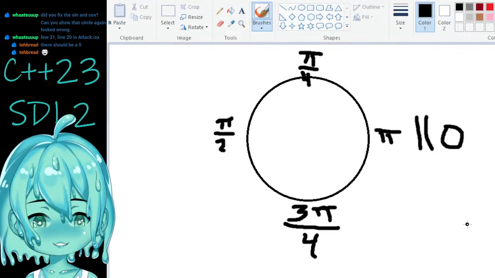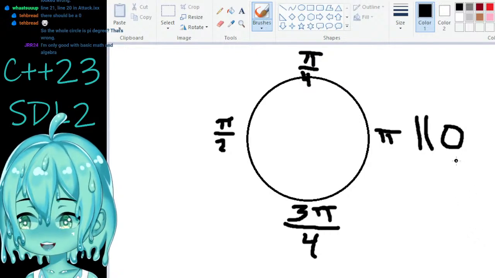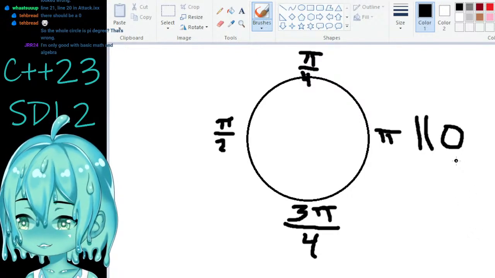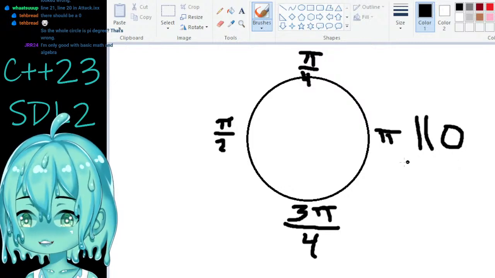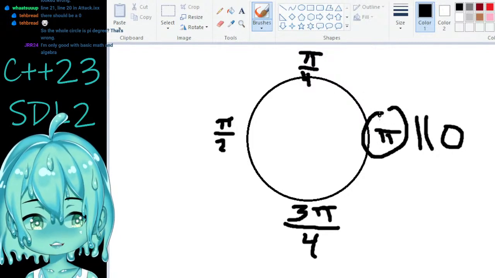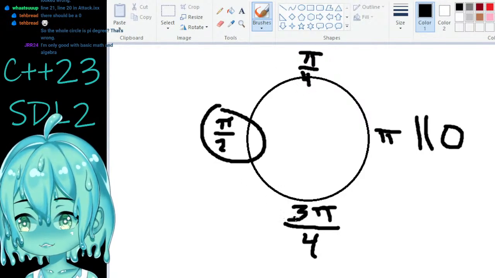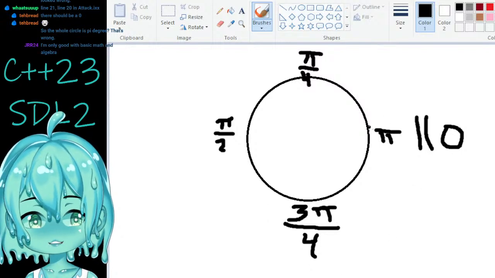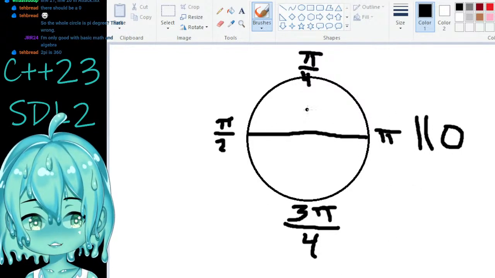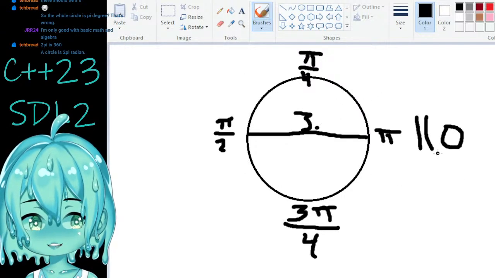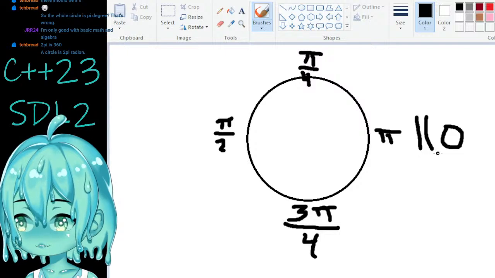Chat, listen, I had a crash course on trigonometry today. I'm proud of what I learned. So the whole circle is pi degree. That's wrong. No, this is radians. So pi is 360 degrees. This is 360 divided by 4. This is 360 divided by 2. This is 3/4 of 360. That's what that's saying. Pi is just the diameter times whatever, 3.14. That's how many times it takes for the diameter to go around this thing. So the whole circle is pi degree. 2 pi is 360. A circle is 2 pi radians. Oh!